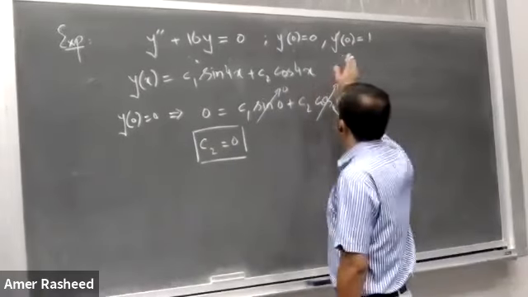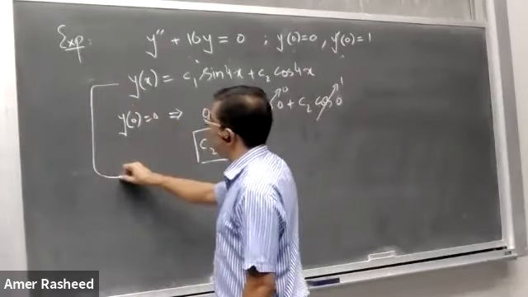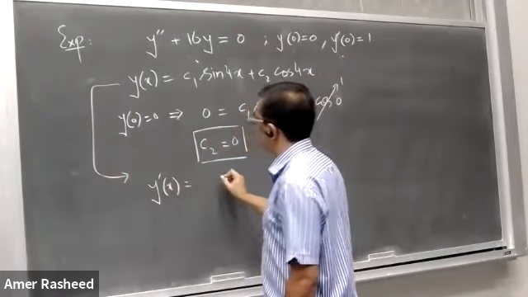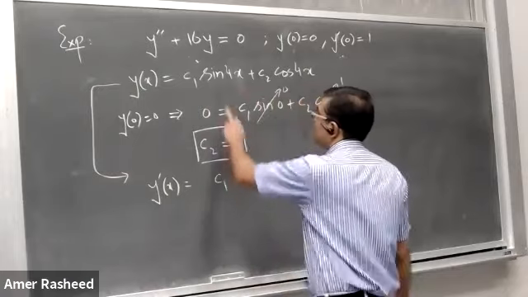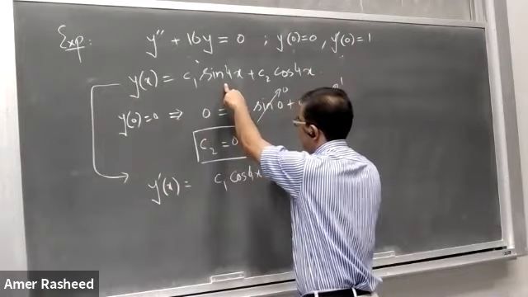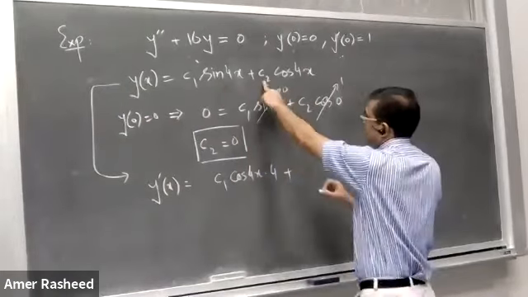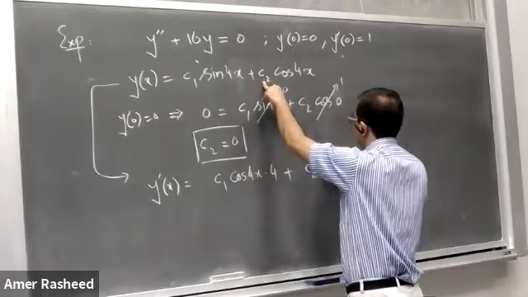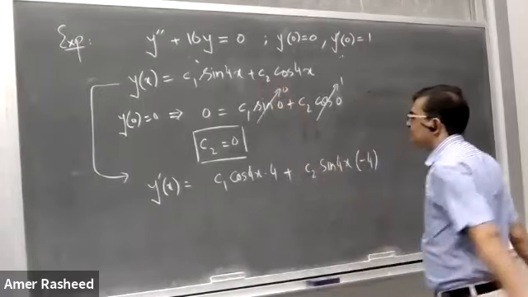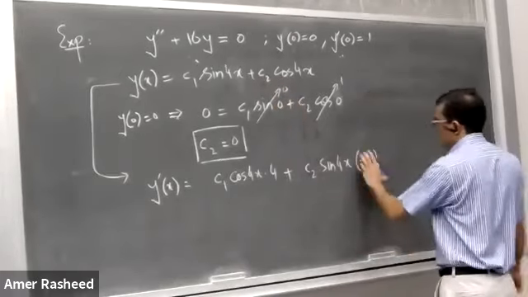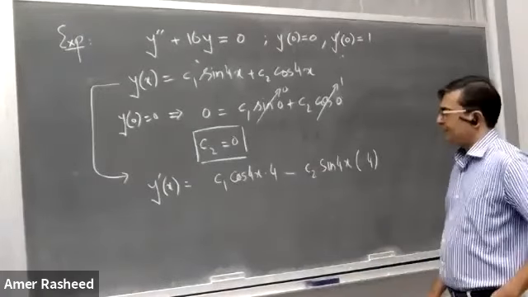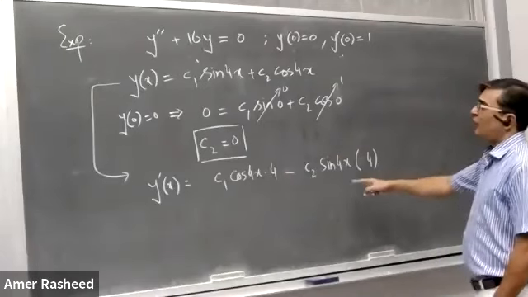Now, in order to apply the second condition, what do we need? We need the derivative of this function. So we take y dash of x is equal to c1, derivative of sine 4x is cosine 4x times 4, plus the derivative of the other term, which is c2 times negative sine 4x times 4. Now you have the derivative of the solution function.